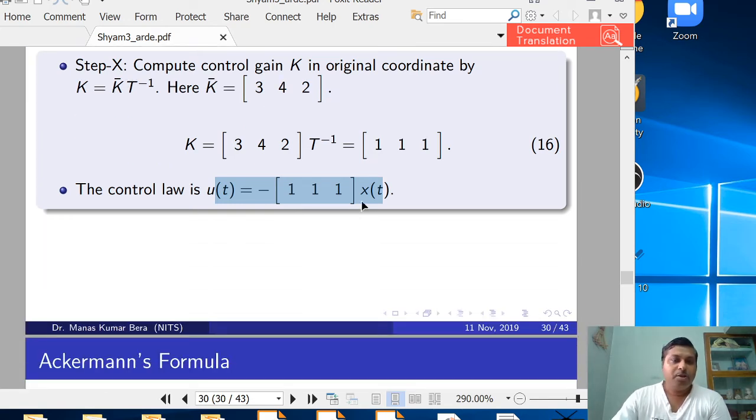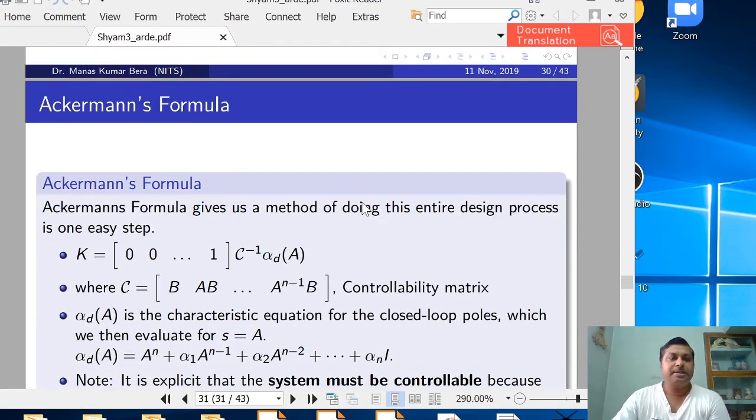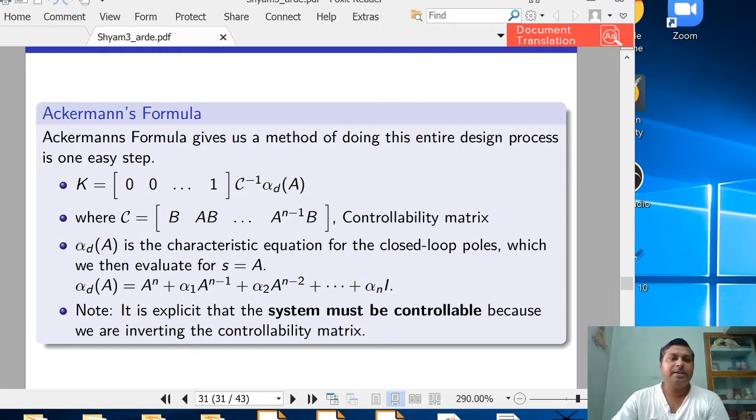Now the next technique we are going to discuss is very easy to understand. This is a one-line formula. The Ackermann formula gives us a method of doing this entire design process in one step. The formula is K equal to [0 0 1] C inverse alpha_d(A), where C is the controllability matrix and alpha_d is the characteristic equation for the closed loop poles, which we then evaluate for s equal to A.